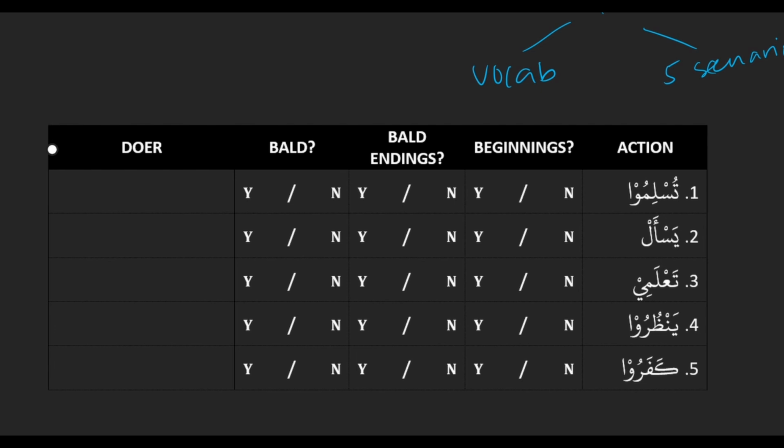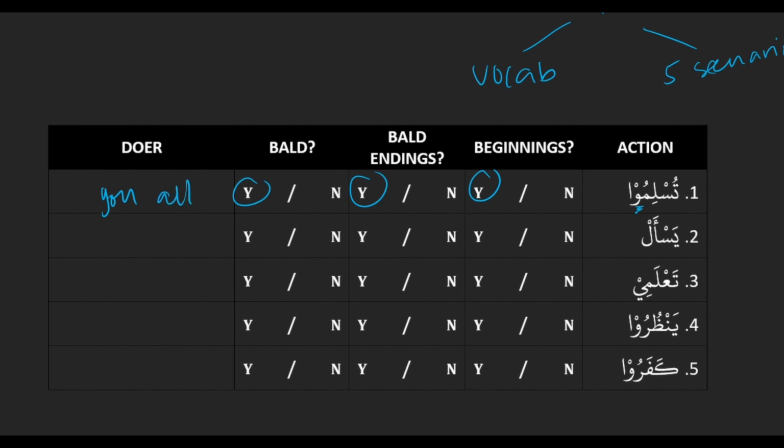We recognize the indicators the same way, the beginning and the ending, and so you have to know what ending disappeared. Number 1, tuslimu. Do we have a present tense beginning? Yeah, the ta. Do we have a bald ending? The waw tells us that there was a noon there, and the noon dropped, so yes. So is it a bald action? Yes. And then what's the embedded doer? It's ta and what used to be una. Ta and una is you all. Good.